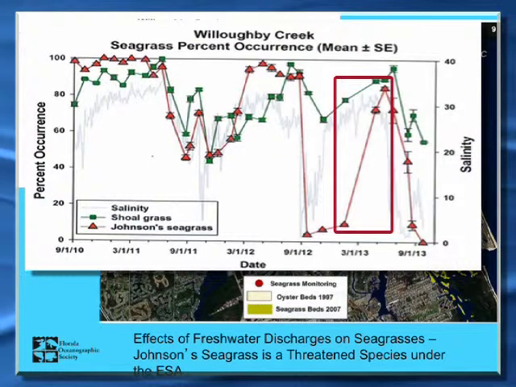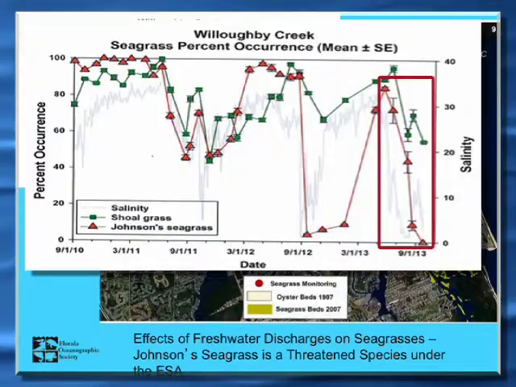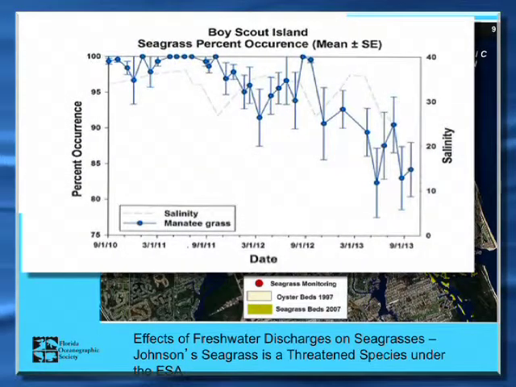It started to recover, and then that red line drops right down to almost zero in the September sampling. So again, that seagrass, in this case Johnson's seagrass, a threatened species of seagrass, started to recover, but we hit it again with this next event. And that's what's commonly done in these estuaries, so they get hit over and over again, and they try to bounce back. Similar with other species of seagrass, like manatee grass and shoalgrass and others.